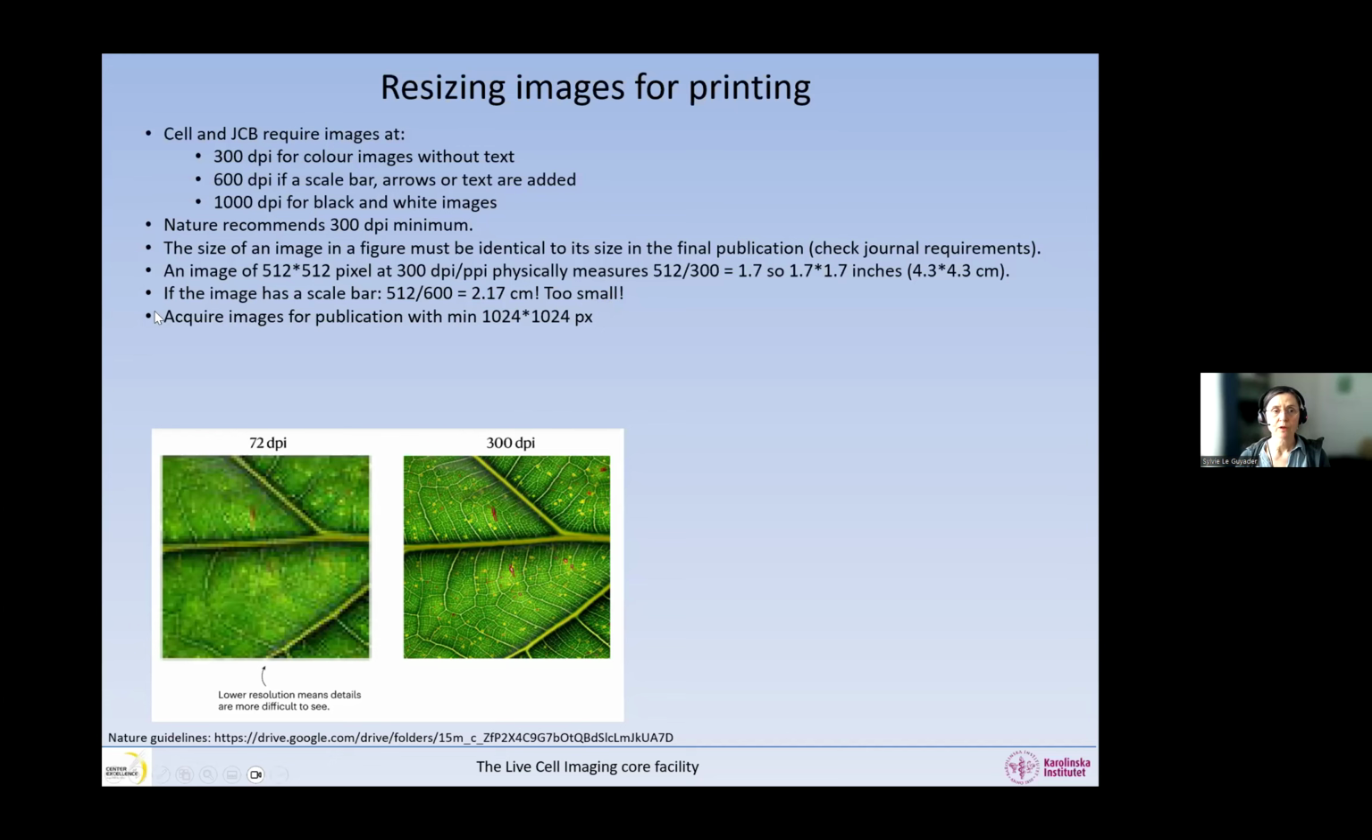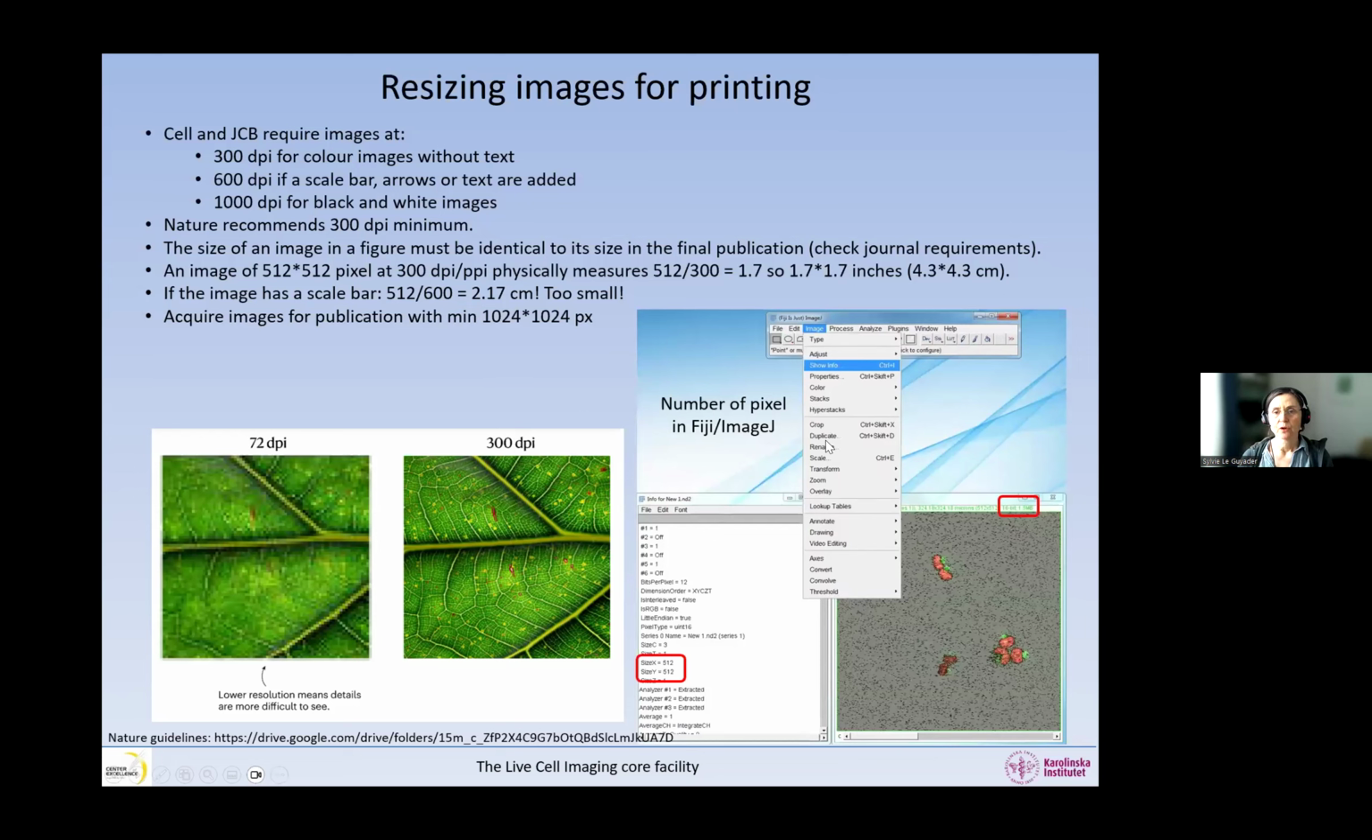So if you want to acquire an image for publication, it can be a good idea to think: okay, now I've acquired my images for my data acquisition, but now I want an image where the viewer can see this and that. Then I'm going to acquire with more than 512, because this way you can publish at 300 or at 600 dpi and not have to go back to the microscope to image.